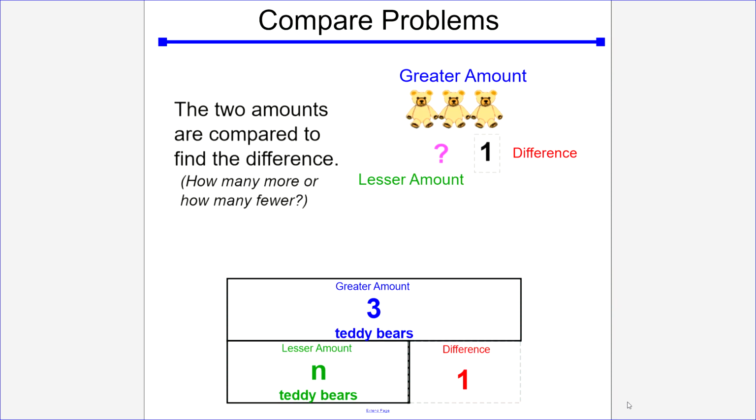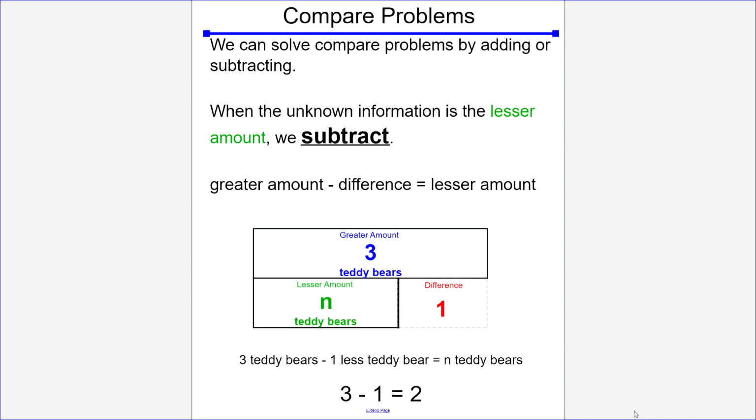Let's go ahead and represent this teddy bear problem using our tape diagram. You can see that our greater amount is 3 teddy bears. Our lesser amount is an unknown number of teddy bears, n teddy bears, and our difference between the greater amount and the lesser amount is going to be 1. When we want to solve a compare problem, sometimes we add and sometimes we subtract. In a problem like this, when the unknown information is the lesser amount, we subtract. Greater amount minus difference equals the lesser amount.